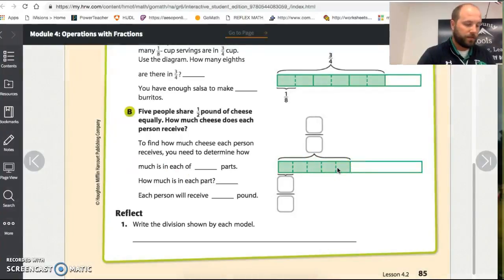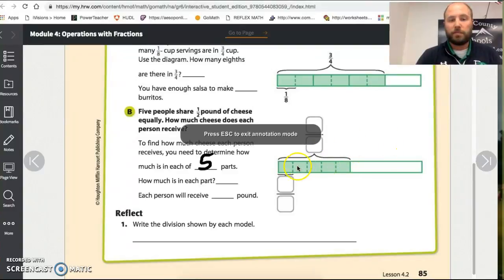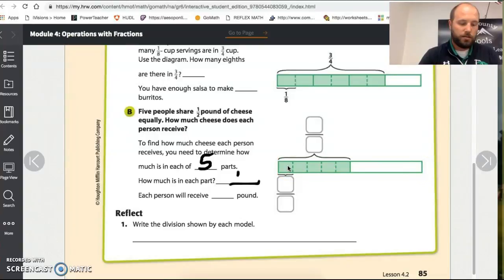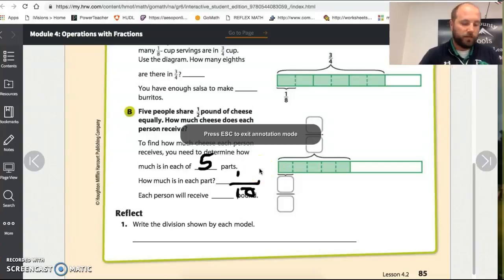Okay, so we're going to flip over here. We need to figure out how much we get for each of the 5 parts. How much is in each part? So how many are in each part? 1, 2, 3, 4, 5. Here, if we were to finish it, there'd be 5 more. So there's actually 1/10. Each person will receive 1/10.